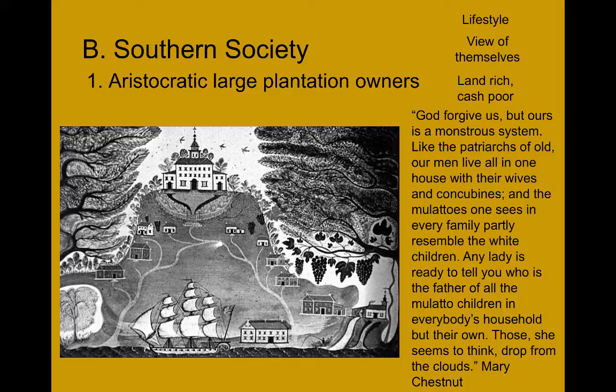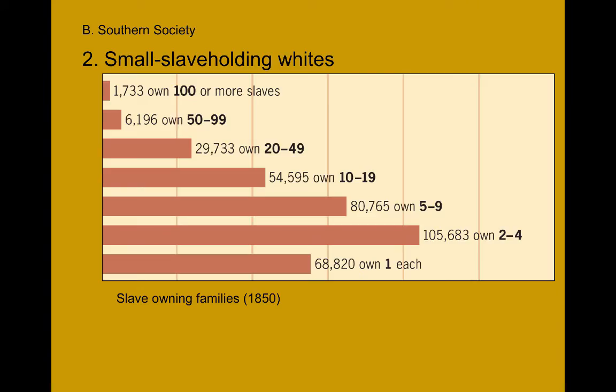And so we see it's a very difficult situation, obviously, for African American women on these plantations. Now, if we were to go down that social pyramid one step lower, a bigger group than the top is these small slaveholding whites. We can see that in the entire South in 1850, only about 1,700 families owned slaves. About 1,700 people owned 100 or more slaves, I should say.